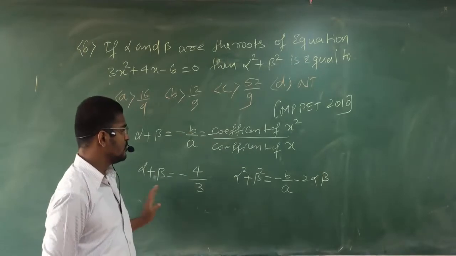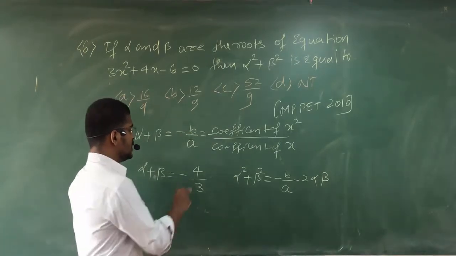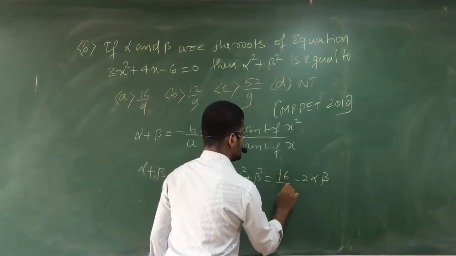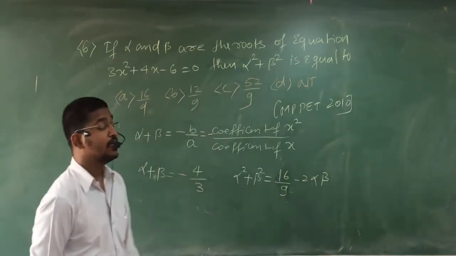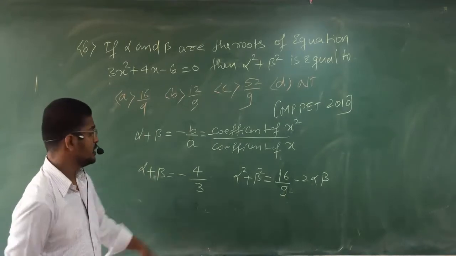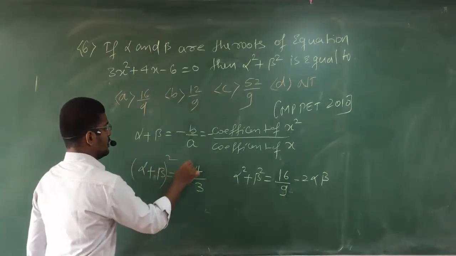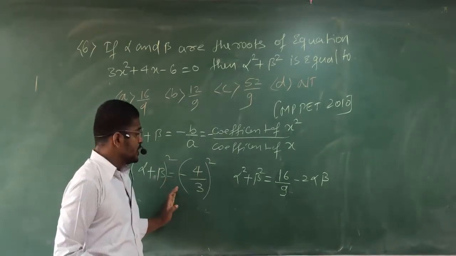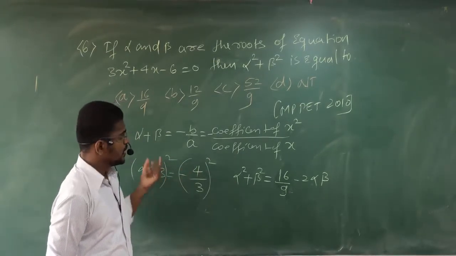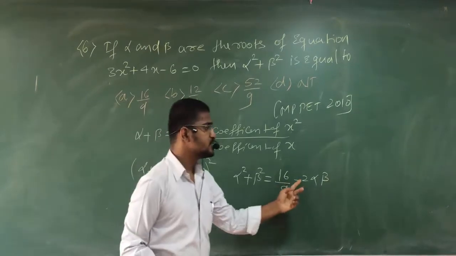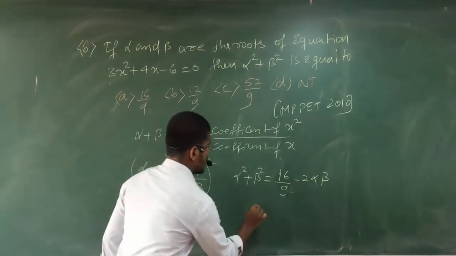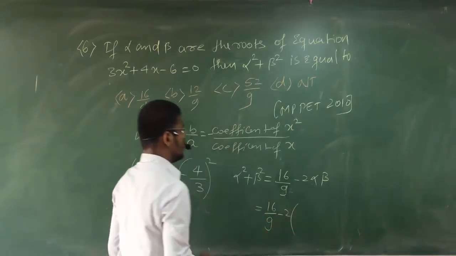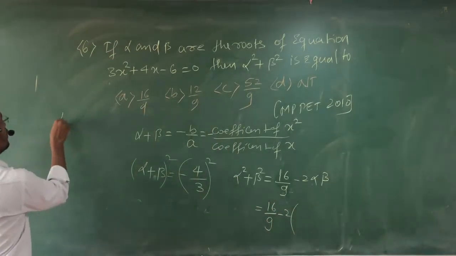If I make squaring on both sides, it is going to be equal to what? 16 by 9. This is squaring on both sides. If I make squaring on both sides, alpha square plus beta square plus 2 alpha into beta equals 16 by 9. So take 2 alpha beta to the other side, it will be minus 2 alpha into beta. Therefore, 16 by 9 minus 2 times alpha into beta.